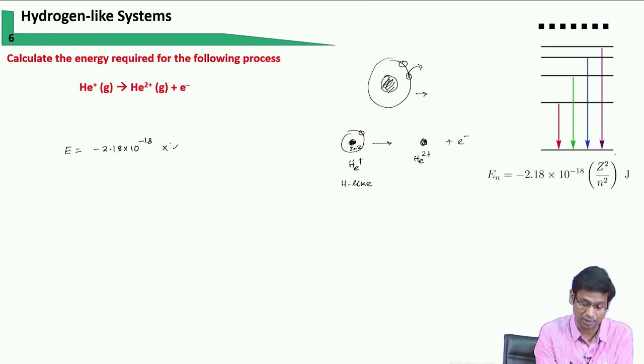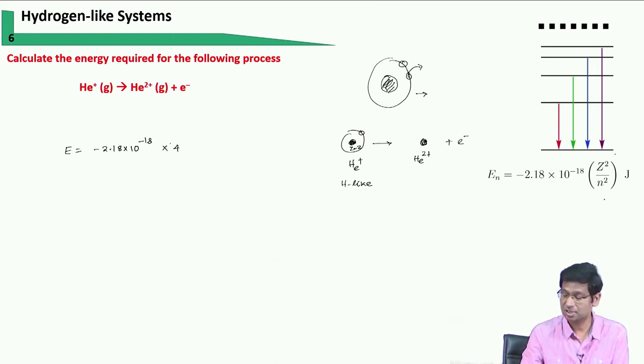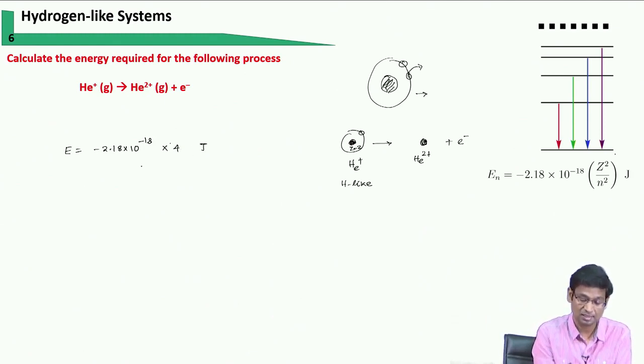So, therefore, multiply it with 4, and n equals 1 since the system exists in its ground state. So, this is simply into 4. This is the energy of the reactant. So, this would turn out to be 8.72 into 10 to the power minus 18 joules. So, this is the energy of He plus.